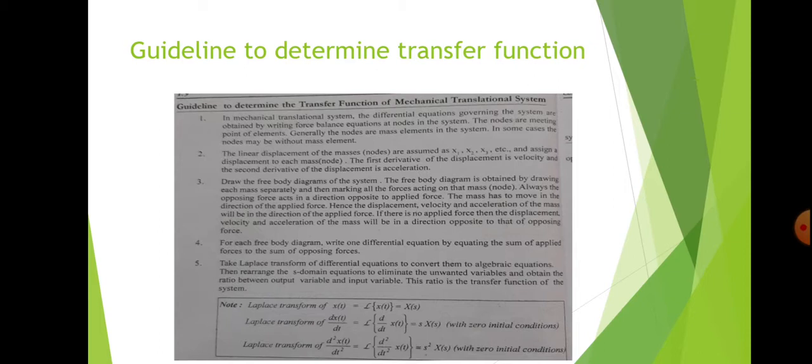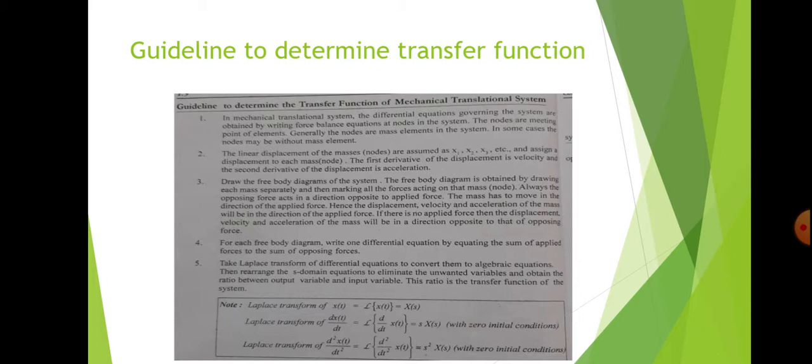That means, in the case of a mechanical translational system, we are considering each element as a node, and then we will write the force balance equation. And the second guideline is that the linear displacements of the masses are assumed as x1, x2, x3, etc., and assign a displacement to each mass or node. The first derivative of the displacement is velocity, and the second derivative of the displacement is acceleration. This is the second guideline.